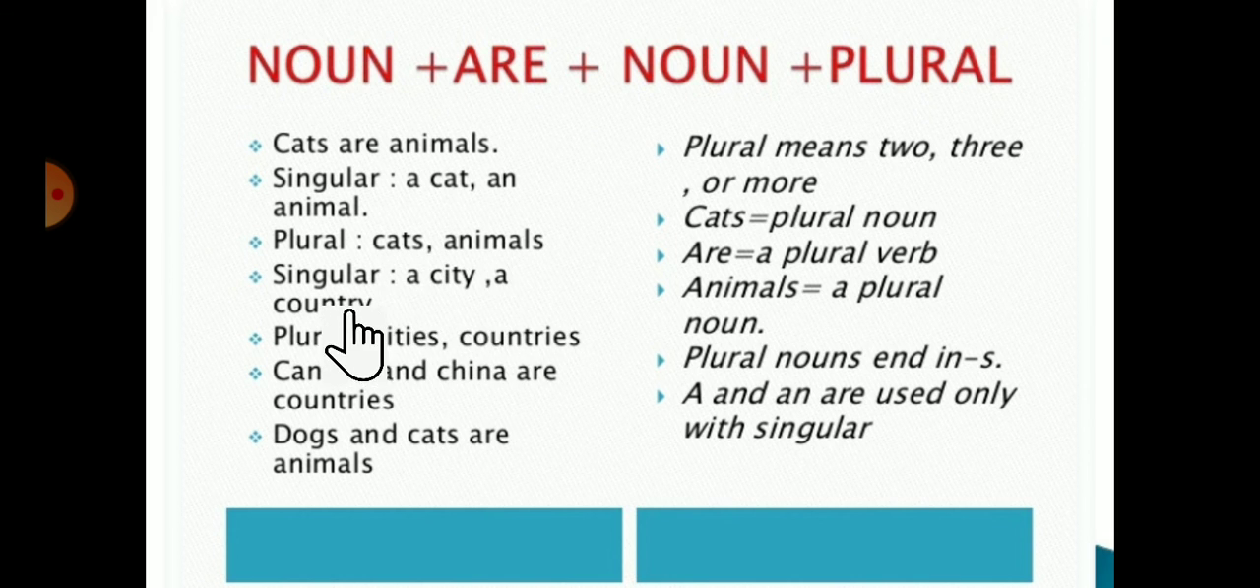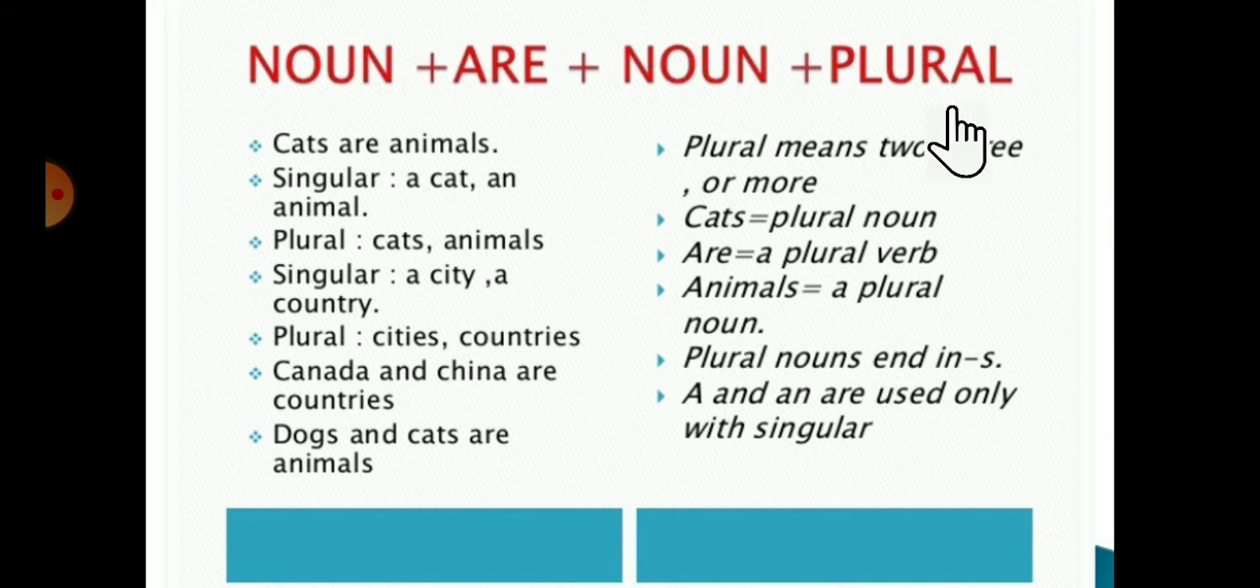Singular: a city, a country. Plural: cities and countries, because s is added in the form of a suffix, and it turns the singular form of the noun into the plural form of the noun. Canada and China are countries. Canada and China both are what? They are countries. So here, plural form of the verb with plural form of the noun. Dogs and cats are animals. So again, plural form of the verb with plural form of the noun. So here we have one explanation.